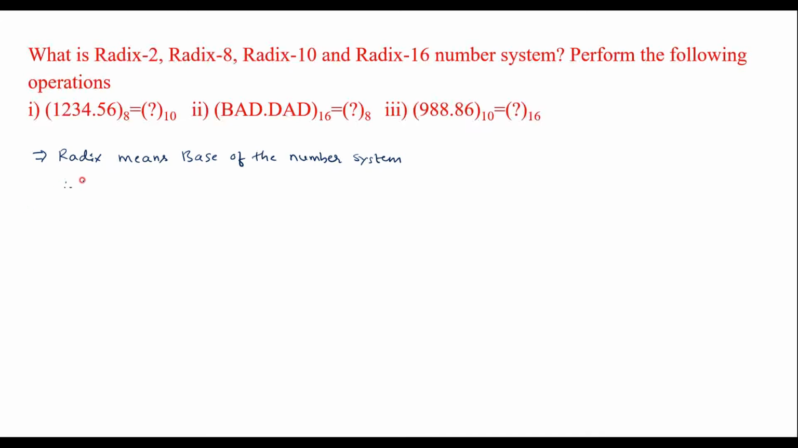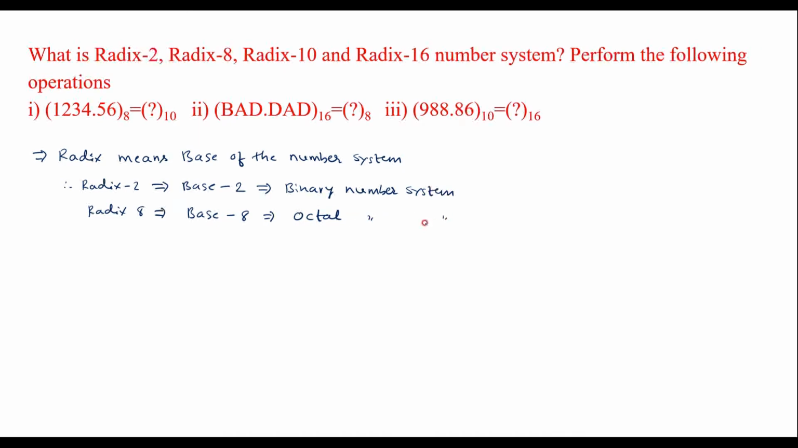Therefore, radix 2 means the base of number system is 2, that is nothing but binary number system. Similarly, radix 8 is base is 8, that is octal number system.